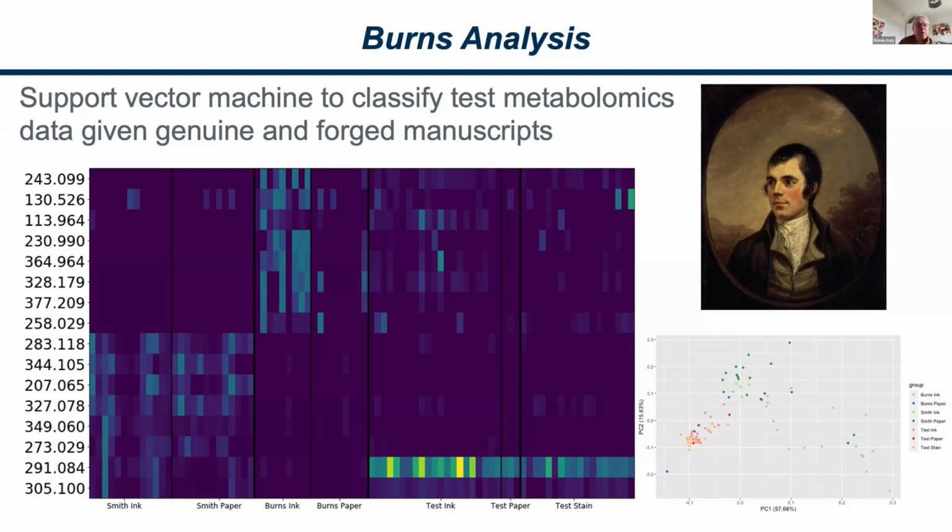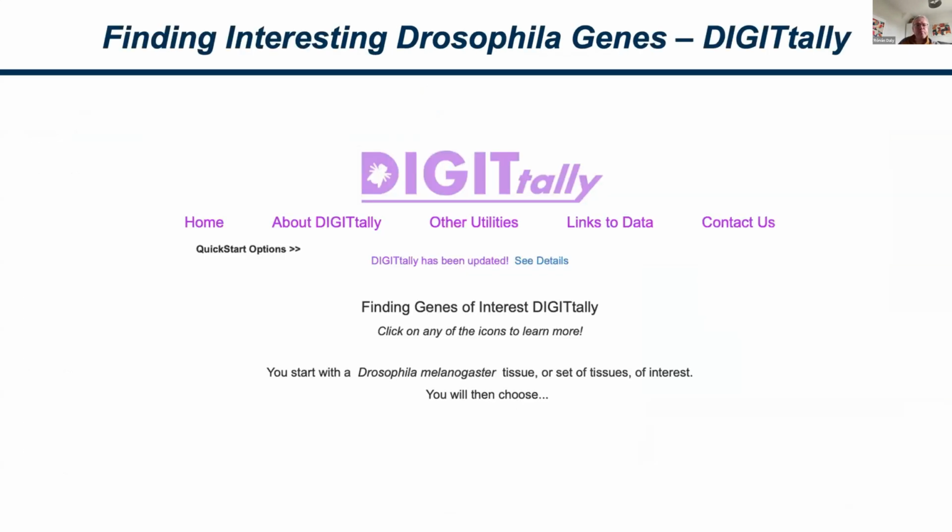So by doing so, we were able to come up with classifier systems that were able to give us a look at certain metabolites and how they interacted with each other, and give us a really good, or a fairly robust, output on various questions about the provenance of manuscripts that have been given to us.